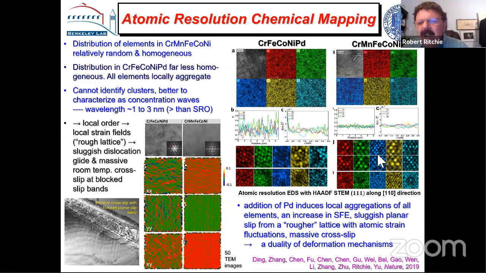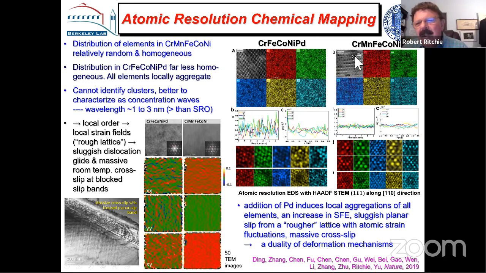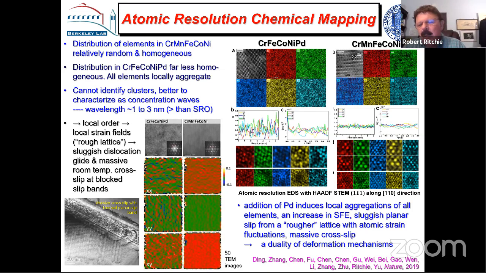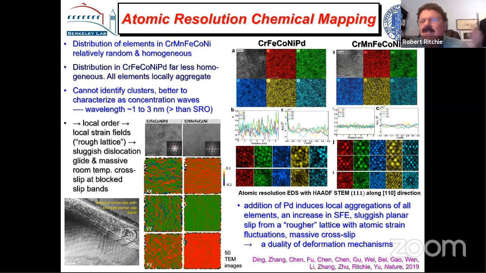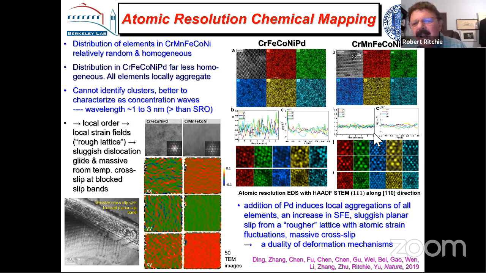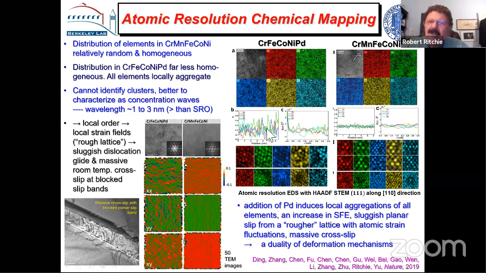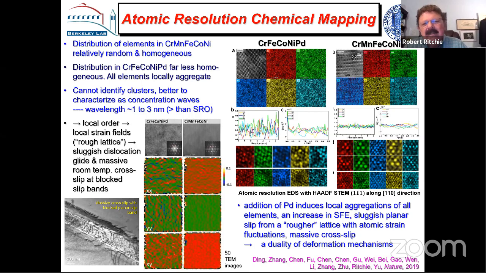So for example, in this 5-component system, each element should be at about 20%. And when you scan across the structure, you're looking at columns of elements at a very small scale. We can see that they have a randomness about them. There's nothing particularly special about this, but when you add the palladium atom, you get these large variations in structure, which are periodic. We can't actually characterize clusters here, but we talk about concentration waves with a wavelength of about 3 nanometers.